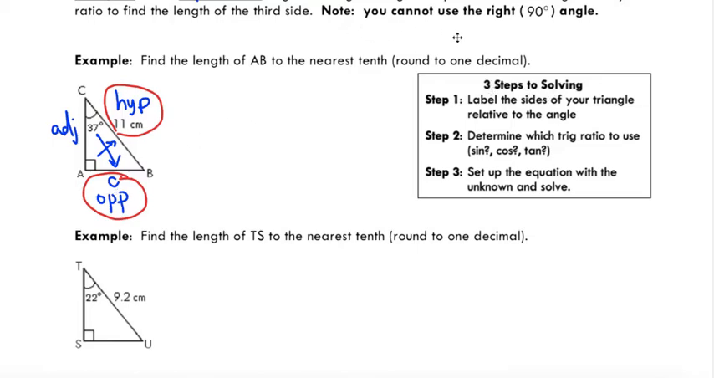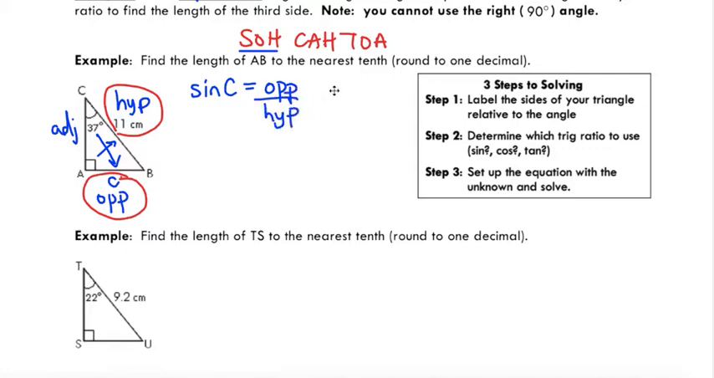So if we think back to our trig ratios, remember that SOHCAHTOA, we have to think about which one of these uses opposite and hypotenuse. Well, the opposite and hypotenuse is using sine. So sine is opposite over hypotenuse. So this is how we write this next step. We're going to set up the equation with the unknown and solve. So we are trying to find the sine of angle C, which is the opposite over the hypotenuse. Well, the angle of C is 37 degrees.